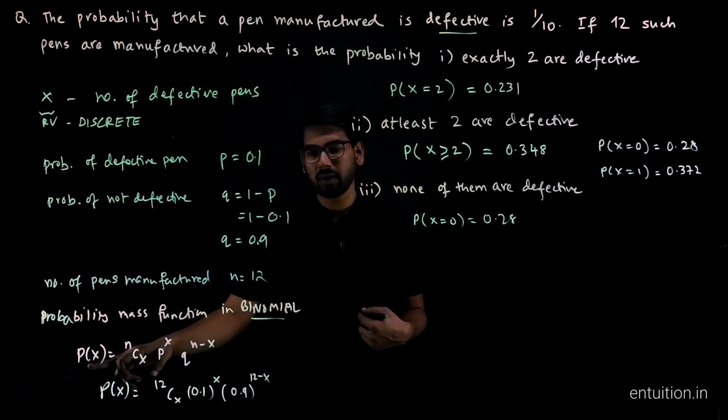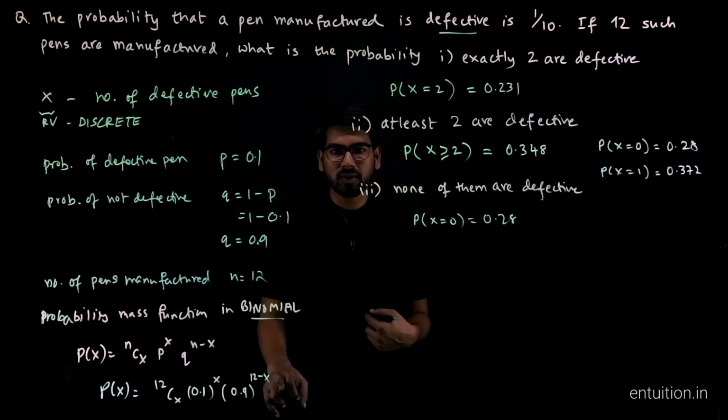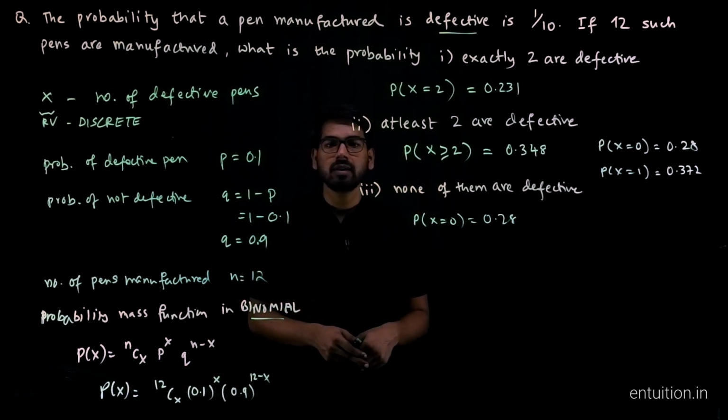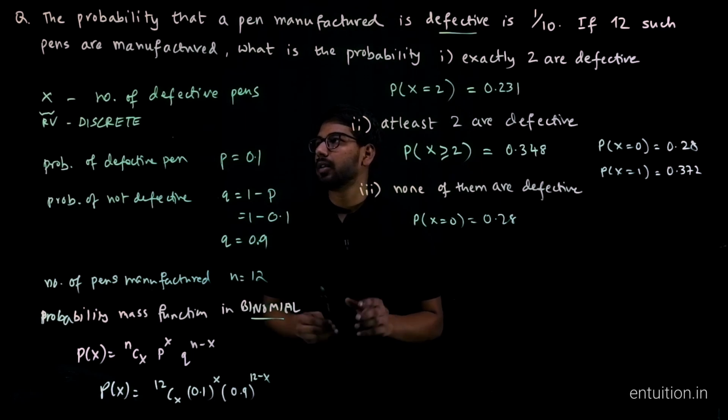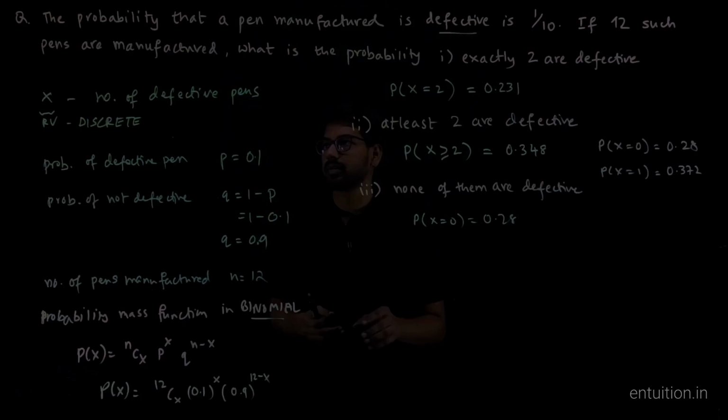So the binomial probability function is ncx p power x q power n minus x. We know p, q, and n. Substitute them. For each case of x asked in the question, find the probability. That's it. You will score 6 to 7 marks definitely in this question in the exam. Okay. Let's see another, a new question.